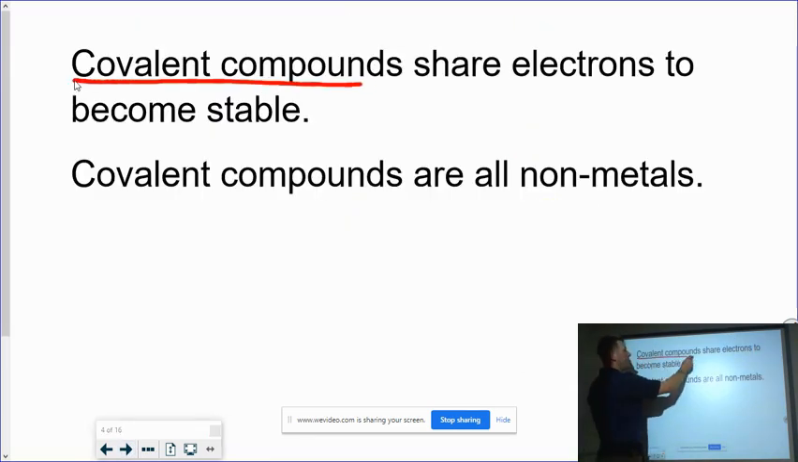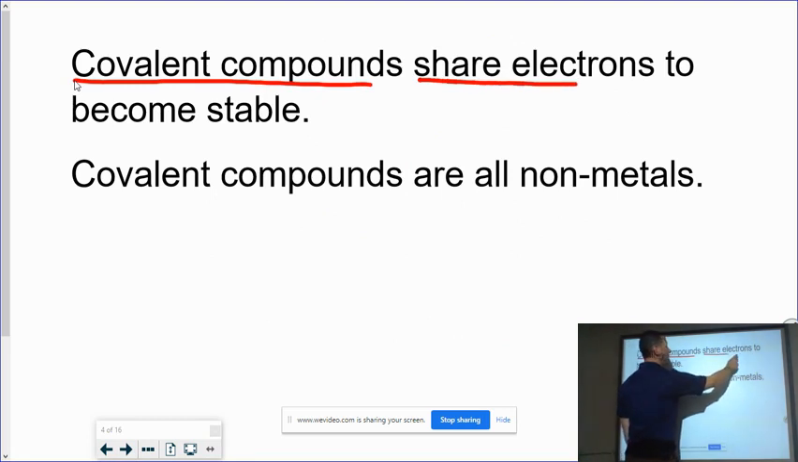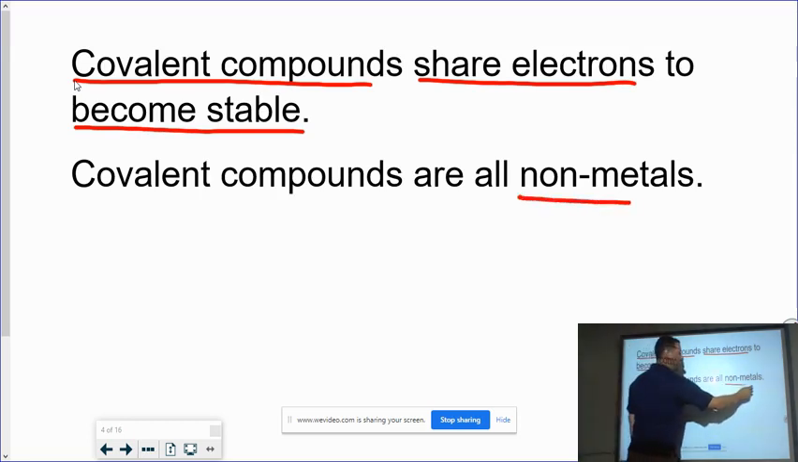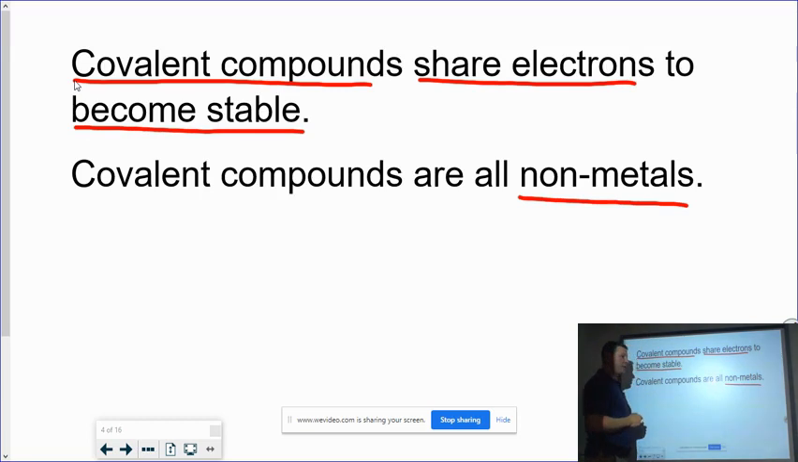So covalent compounds, we share electrons to become more stable. Covalent compounds are all nonmetals. You might want to pause the video, grab your periodic table, maybe right above the chunk that's nonmetals, and write the words covalent compound and say when nonmetals react or nonmetals form compounds.